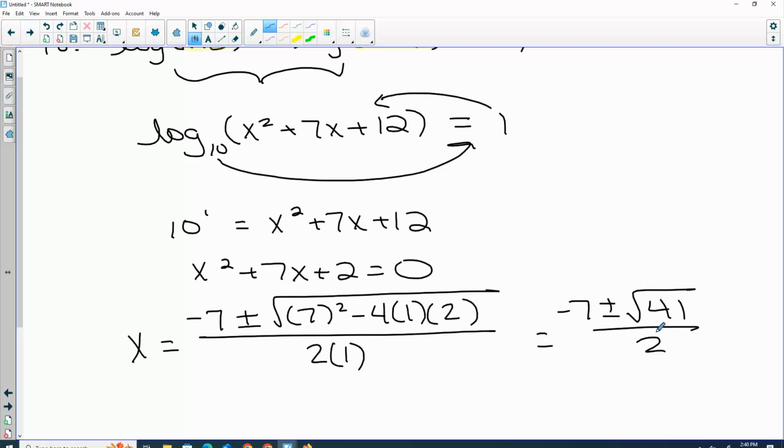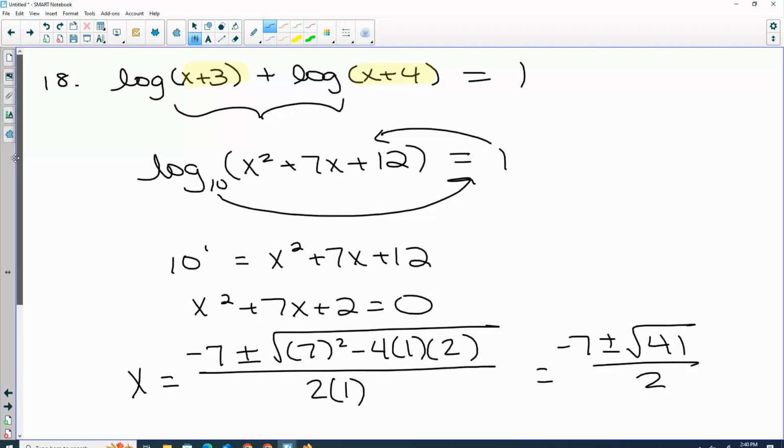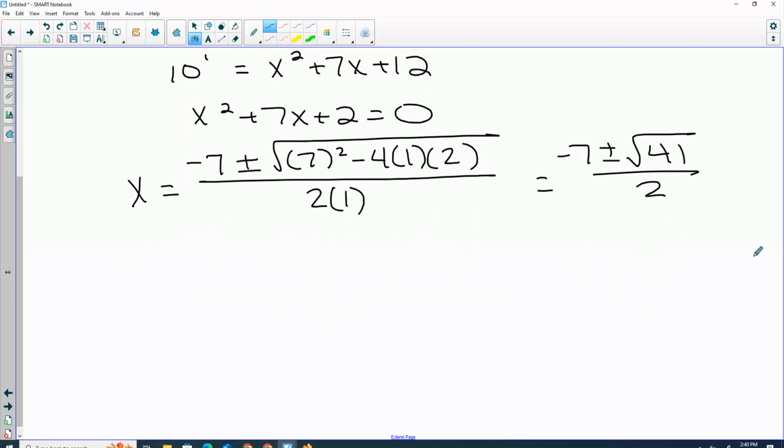Okay, this answer is all well and good, but what do I have to make sure? Right, has to work. So you are verifying when you put this in and add 3 and add 4, you're getting positive numbers. If you want, you can leave this in radical form, or you can turn it into decimal. So if you do the -7 minus radical 41 over 2, that gives us a -6.7016. If you do -7 plus radical 41 divided by 2, that's a -0.2984.